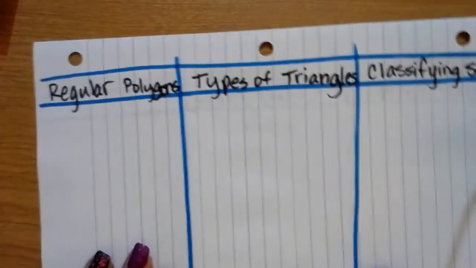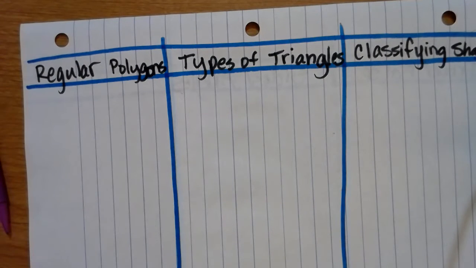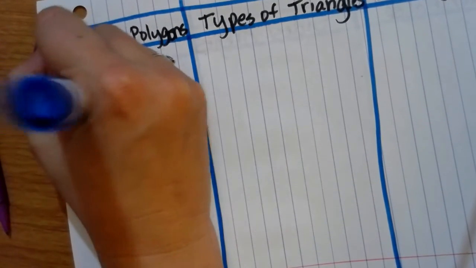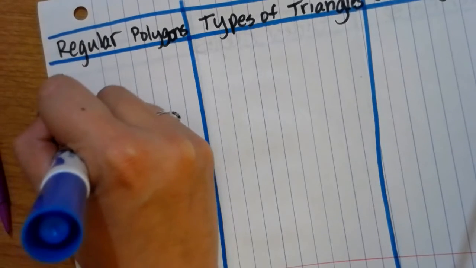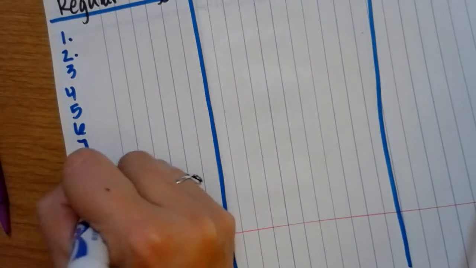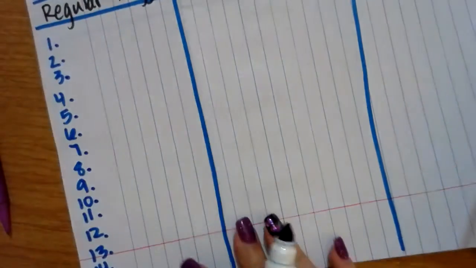Okay, so back over here to regular polygons. This is what you are going to do. I'm going to show you a question. So, first, let's go ahead and label this. You're going to have 15 questions. So 1, 2, 3, 4, 5, 6, 7, 8, 9, 10, 11, 12, 13, 14, 15. So 15 questions for this section, okay? So regular polygons, here we go.